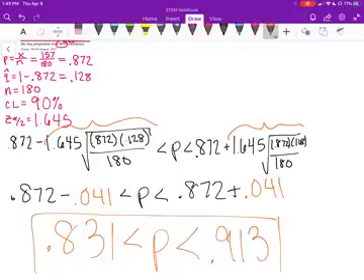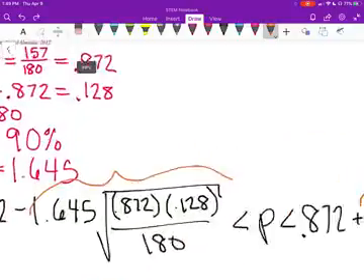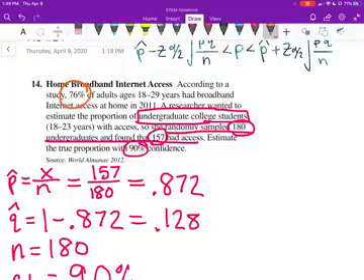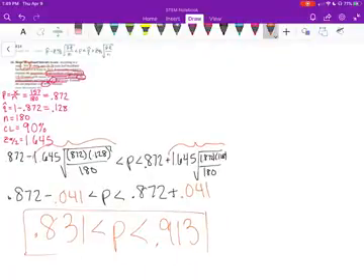That's our answer. And you may be wondering, why isn't 76% in that interval? That's because the proportion we estimated was the proportion of undergrad college students, versus the 76%, which is all adults, 18 to 29. So that's the difference. That's why the 76% is not in this interval.